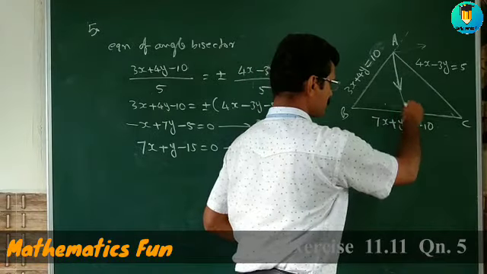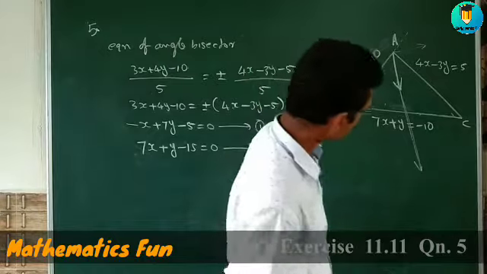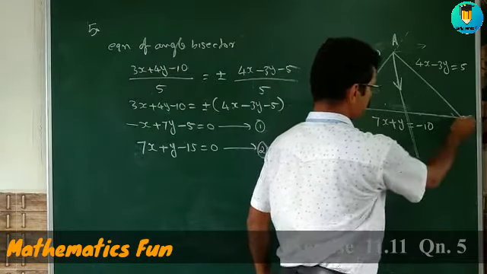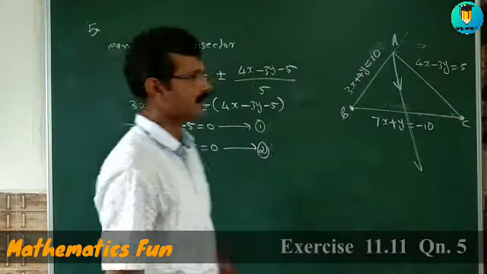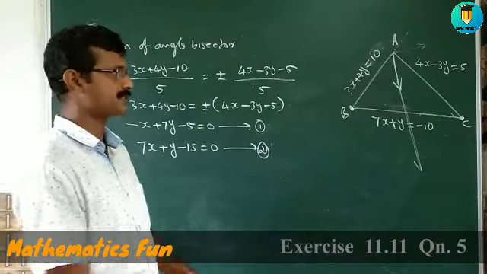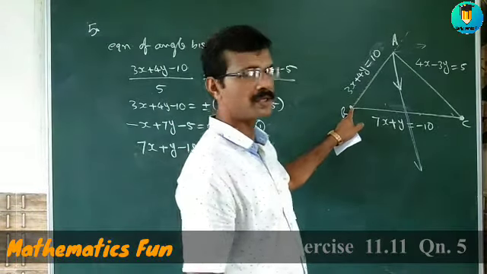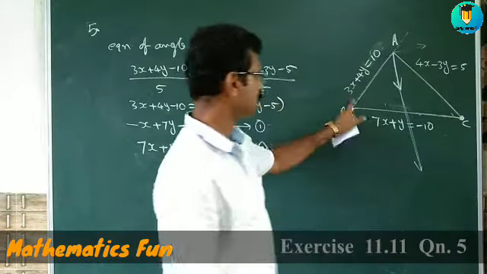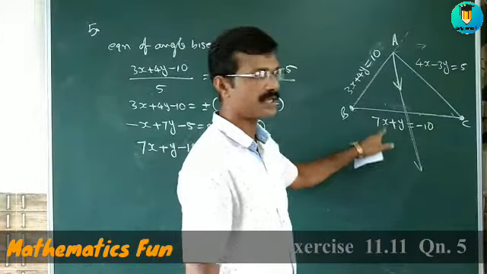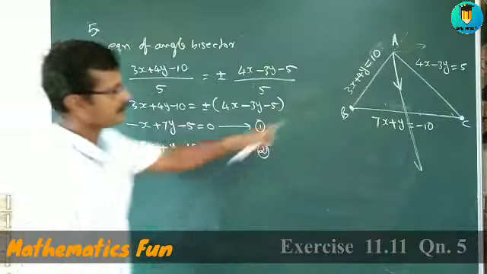If you see this bisector, with respect to it the points B and C are on the opposite side. So that concept we will use. That is the previous exercise method. I will first find the coordinates of B and C. For finding B, I have to solve these two lines simultaneously.